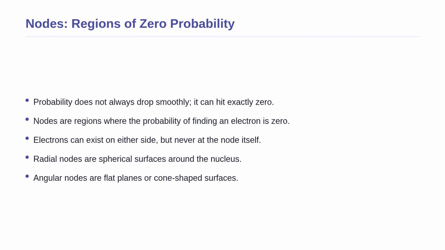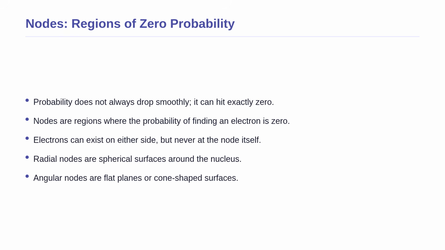With our probability formula established, we notice something strange when we graph it. The probability does not always drop smoothly to 0. Sometimes it hits exactly zero and then goes back up. These regions of exactly zero probability are called nodes.